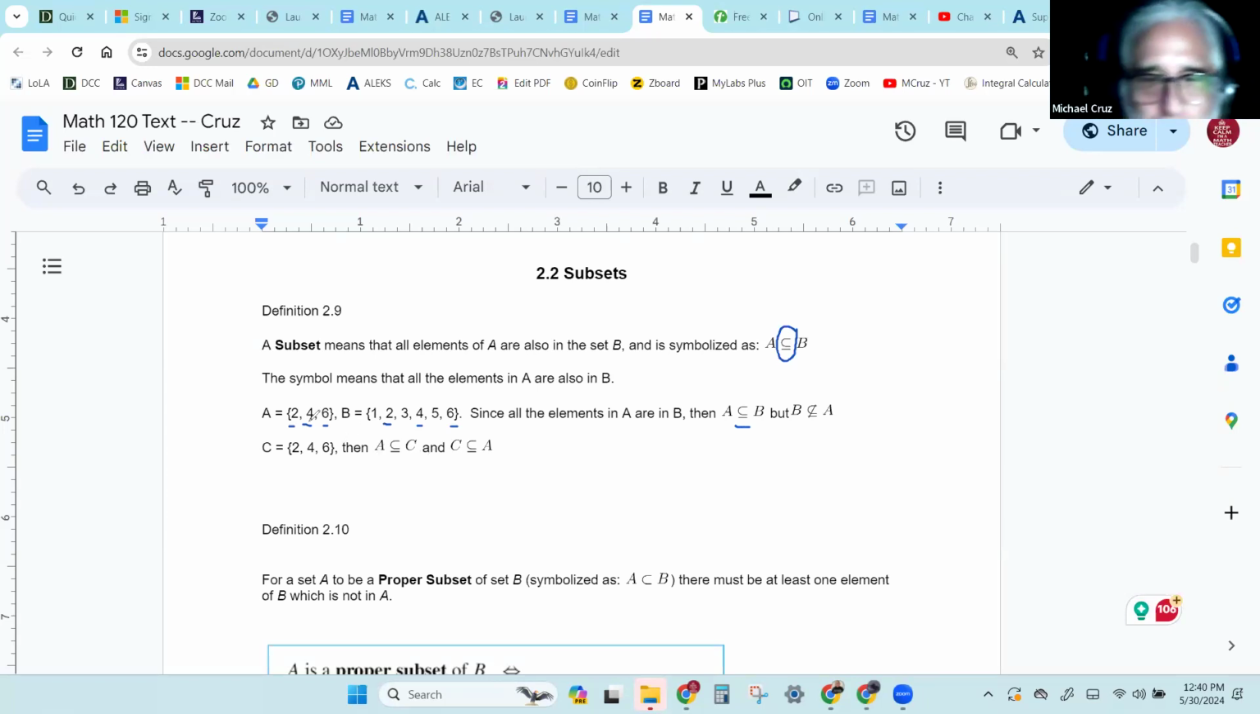So therefore, we can say that A is a subset of B, because C has 2, 4, and 6 in it, just like A does. And because they're equal, we can swap them around: C is also a subset of A. Does that make sense? So when they're equal, you can do it both ways. If it's not equal, but all these elements are in B, then you can only write it one way: A is a subset of B. It doesn't work the other way. But if the two sets are equal, you can put it either way, and it works.